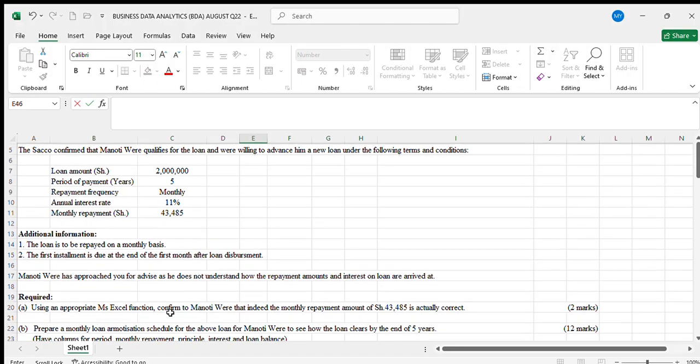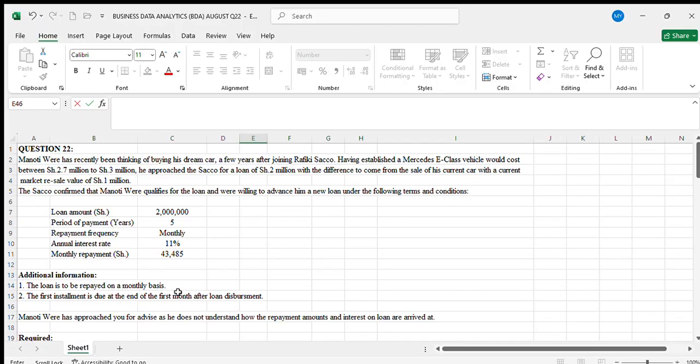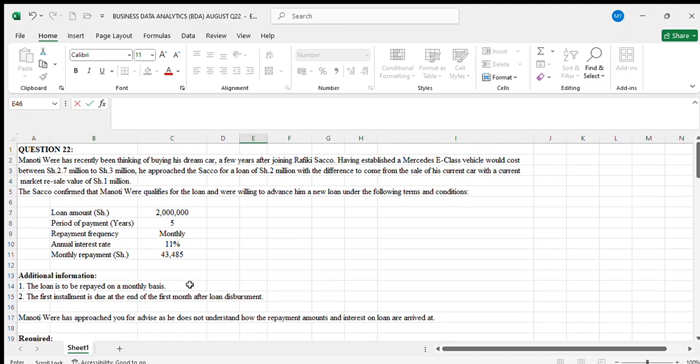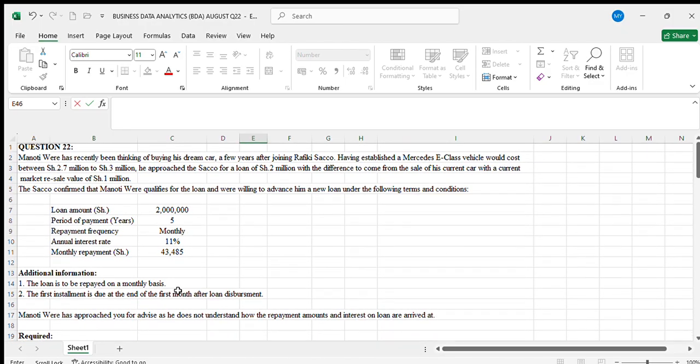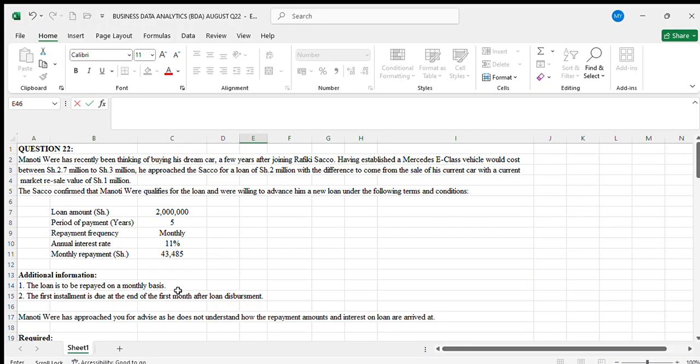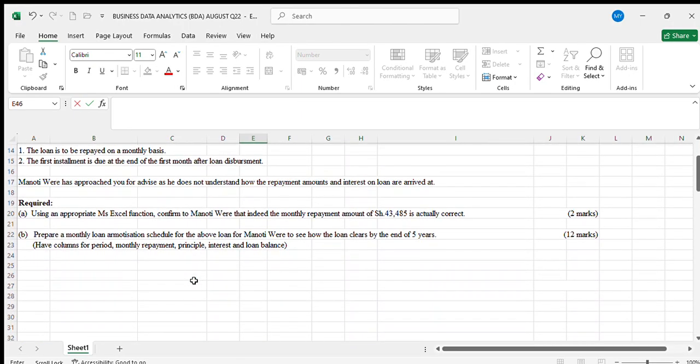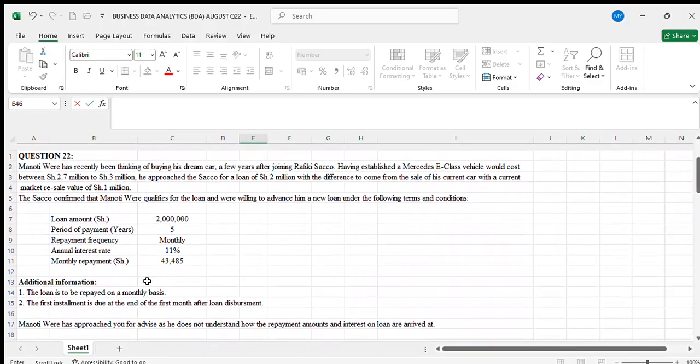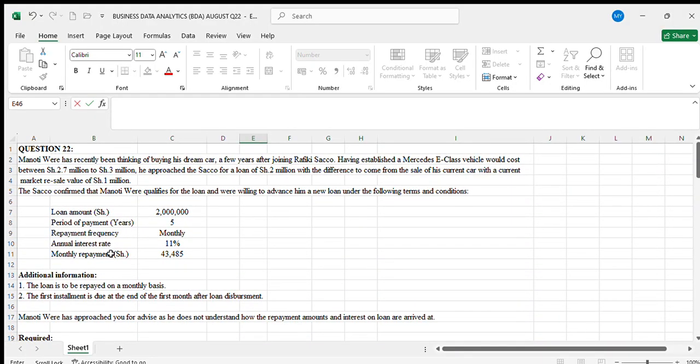I would like to take you through how to do a loan amortization schedule on Excel using Excel formula, and we are going to tackle Business Data Analytics August question 22, that was 2024. So a loan amortization schedule shows the breakdown of the interest and the principal that the person who borrows the loan is going to pay.